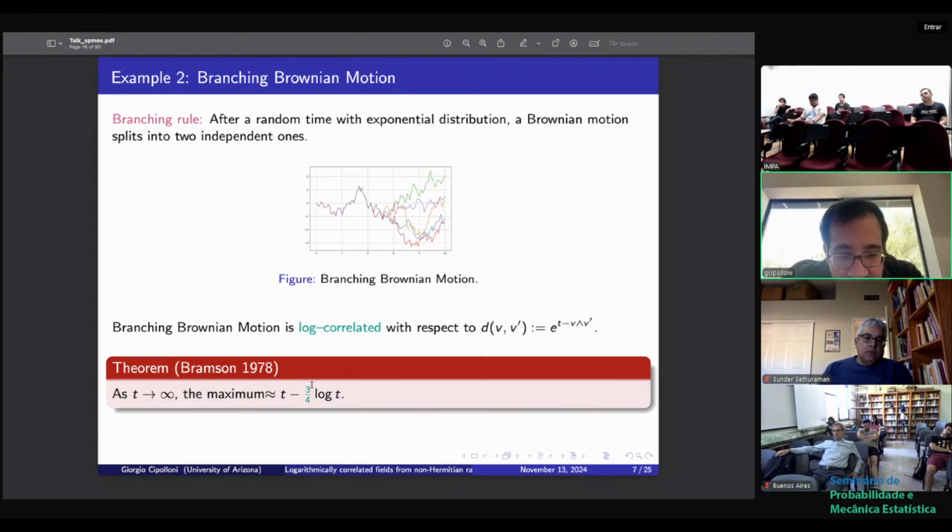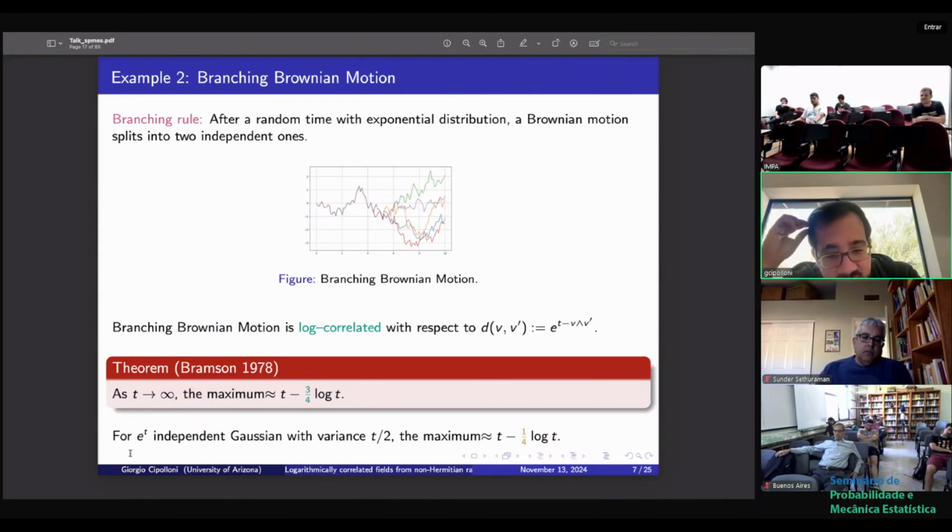And I highlighted this 3/4 in green because while the log t is maybe not so surprising, that's very natural, this 3/4 is quite surprising. This is because, for instance, if we compare with the Gaussian independent case, so if we just look at exponentially many independent Gaussians with variance t/2, then the maximum will be at leading order the same, but the subleading order will have a 1/4 instead of a 3/4. So this 3/4 is a consequence of the log correlation of the fields.